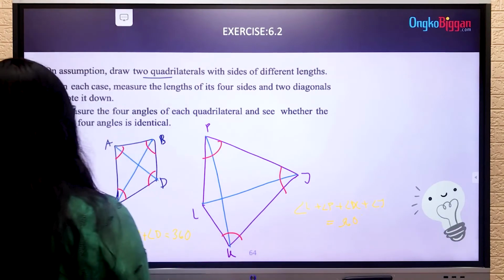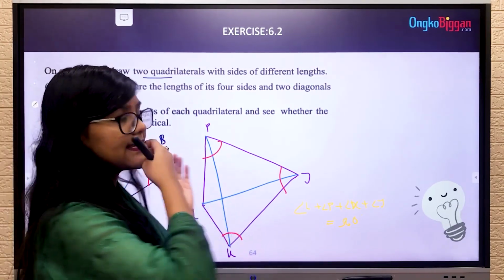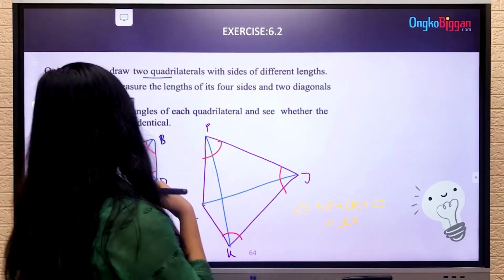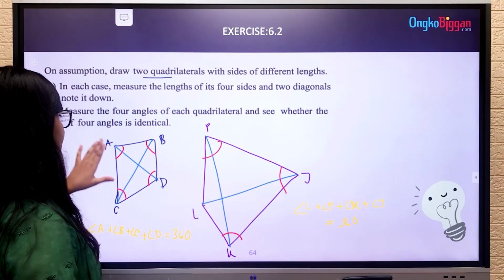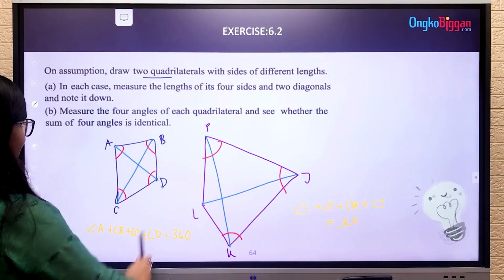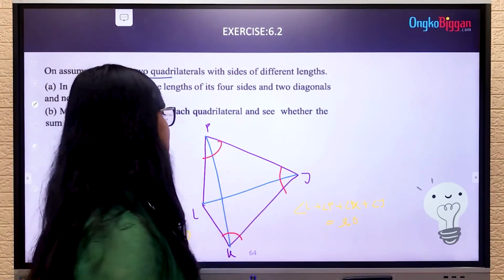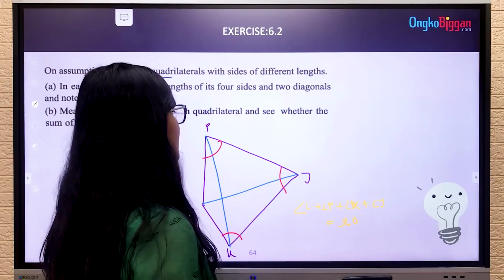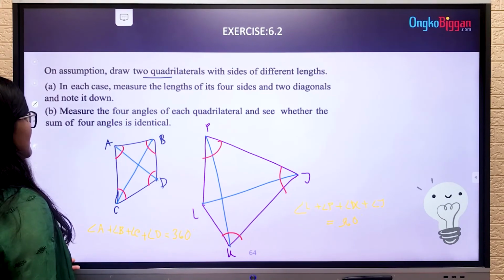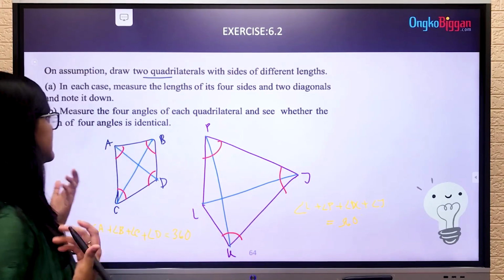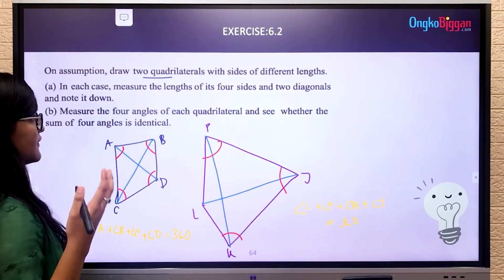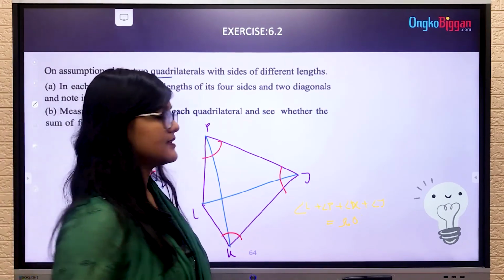So you will draw a proper figure using your assumption with the help of scale and pencil, and then you will write down the proper measures using the scale, and then using the protractor you will note down the proper angles. Then after summation you will see that the summation will be 360 for this figure, and for this figure as well you will get 360 degrees. Then you will say that yes, we can see that the summation is the same for both cases. So we can say the sum of 4 angles is always identical for any type of quadrilateral.